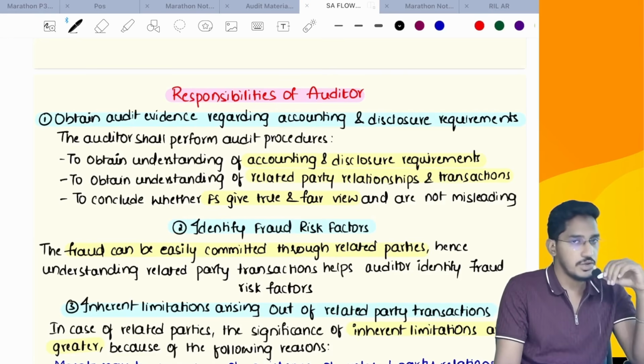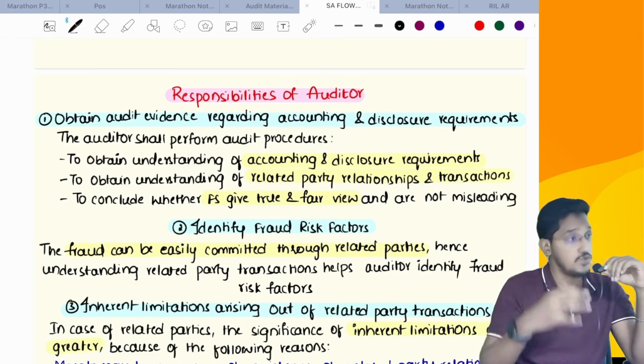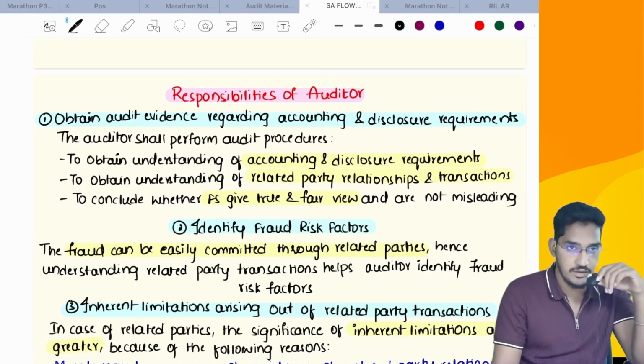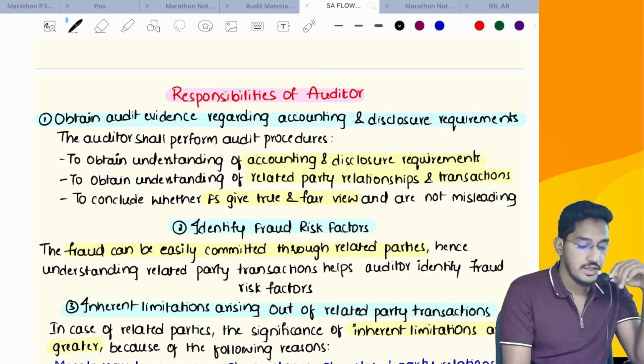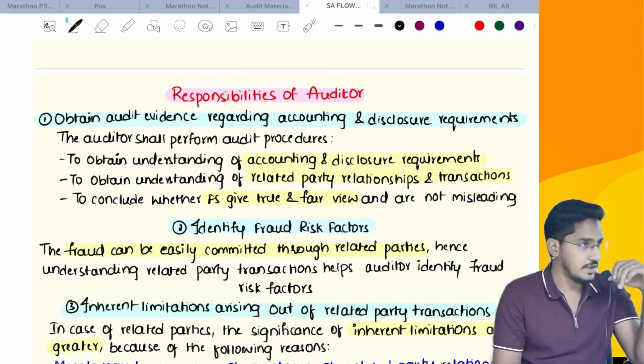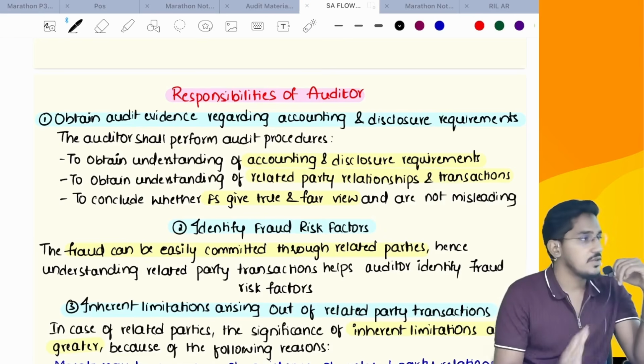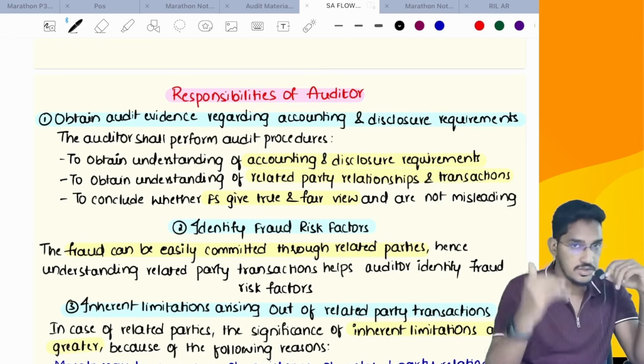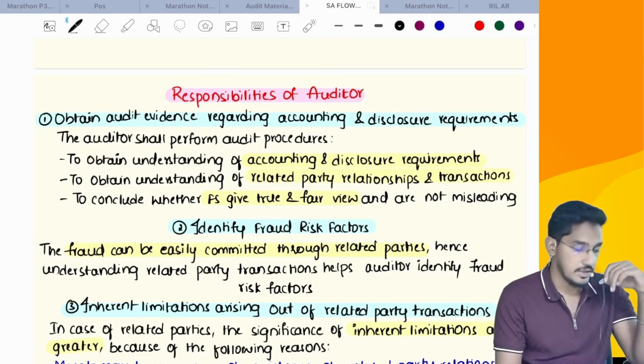So first you should go through the applicable financial reporting framework, and understand what the accounting requirements are and what the disclosure requirements are. Then, to obtain an understanding of related party relationships and transactions, go and sit with the management and ask them: give me a list of all the related parties, give me a list of all the transactions you have done with the related parties.